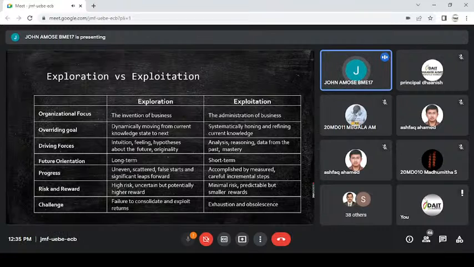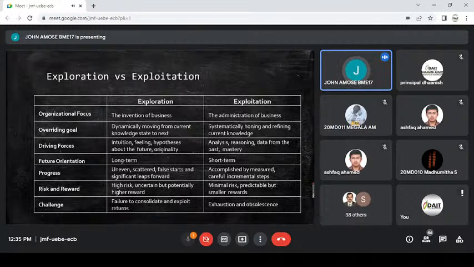There's an overriding goal, a driving force, future oriented. You can see that the exploration people are very long term. Exploitation is short term. There are some challenges you have to meet for the particular day, and that is what you focus on. All right. Risk and reward. I'm just skipping through some. Maybe you can read through them.